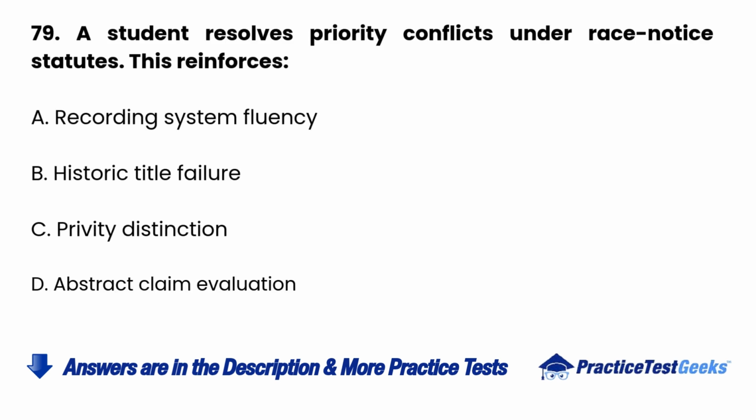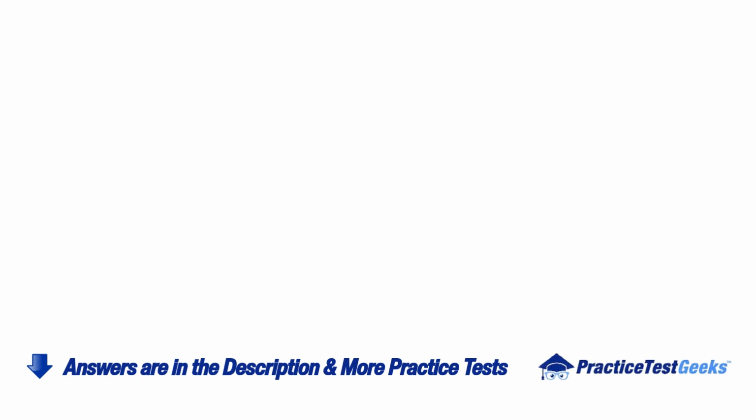79. A student resolves priority conflicts under race notice statutes. This reinforces A. Recording system fluency. B. Historic title failure. C. Privity distinction. D. Abstract claim evaluation.